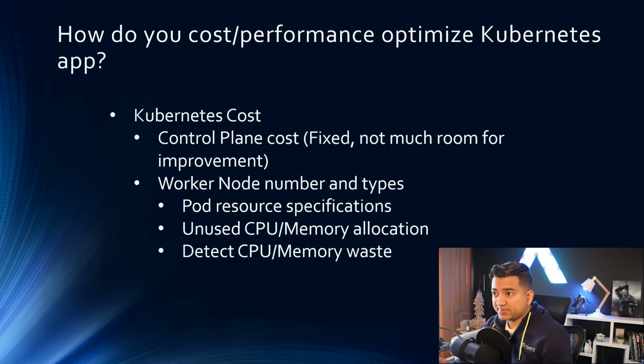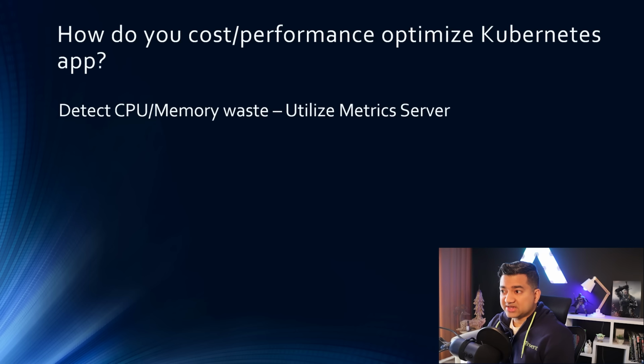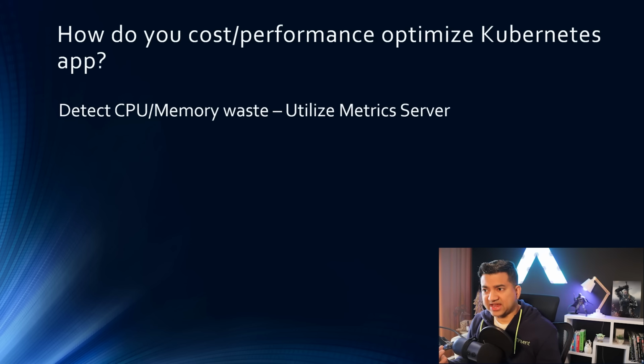So the way to optimize cost and performance is to detect the CPU and memory waste from the pod. So how do you do this? In Kubernetes, you utilize metric server. Once you install metric server, it can tell you how much CPU and memory is being utilized on average, like 10 hours per day, etc.